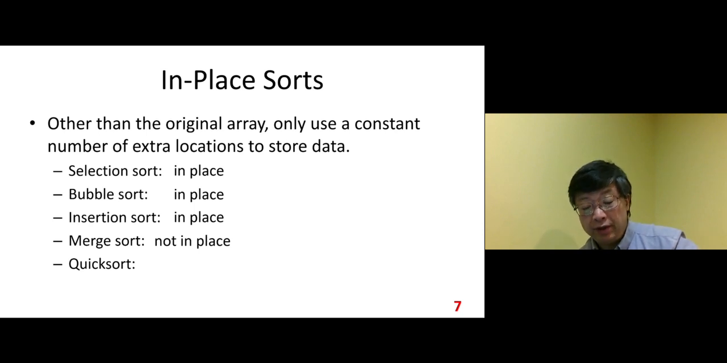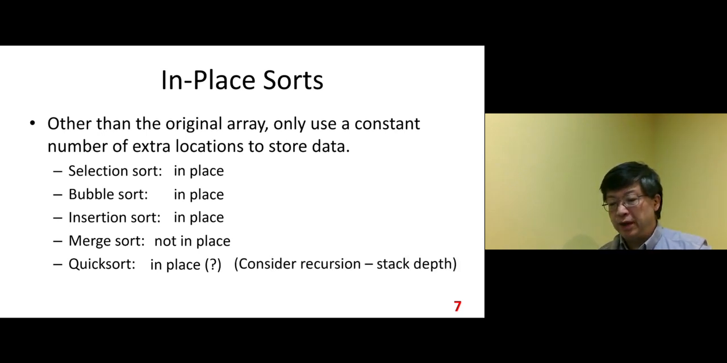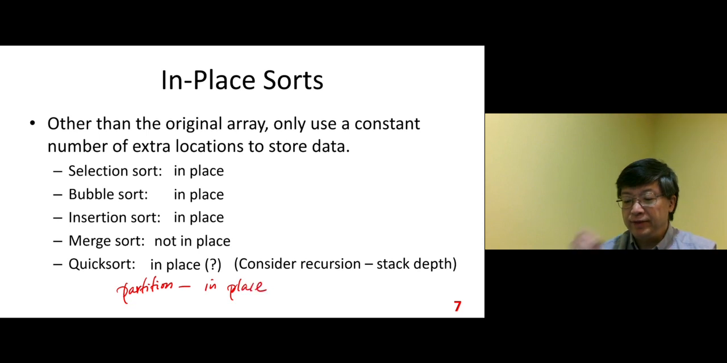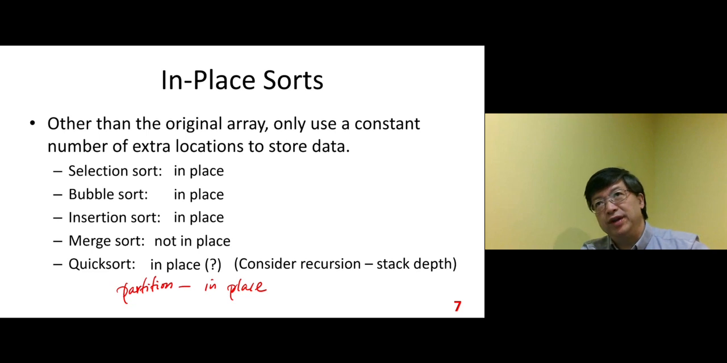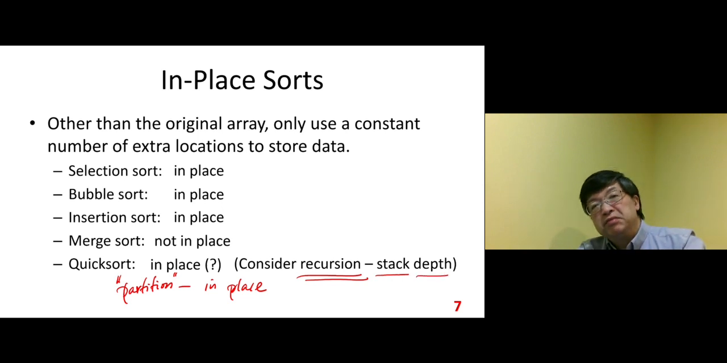But for quick sort, is it in place or not? We need to answer this question for different cases. First, the partition step. The partition step is in place. We saw that, right? 3 extra spaces, a constant number of extra locations. But that's only for each partition step. Remember, we have recursion, we have a stack, so then we need to use extra space.